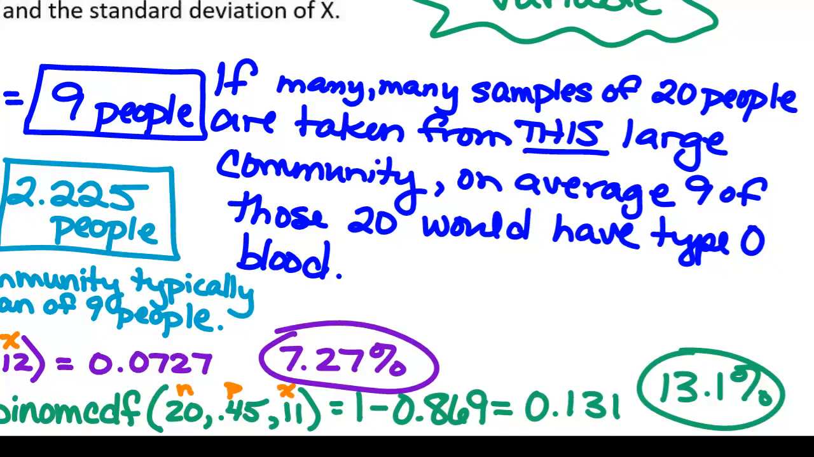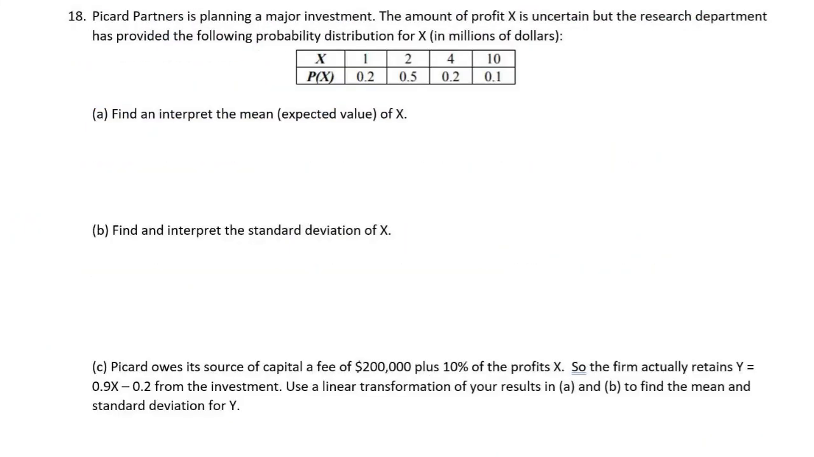Oh, yes. Number 18? Absolutely. Number 18, Picard Partners is planning a major investment. The amount of profit, X, is uncertain, but the research department has provided the following probability distribution for X in millions of dollars. Find and interpret the mean or expected value of X.